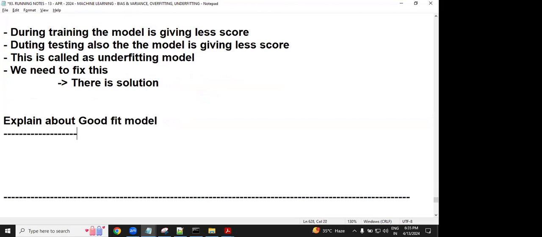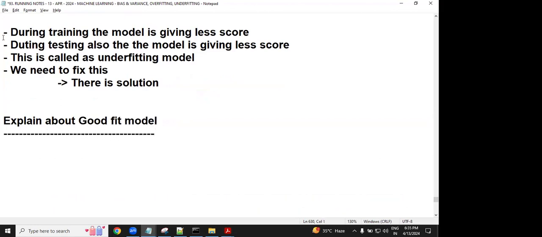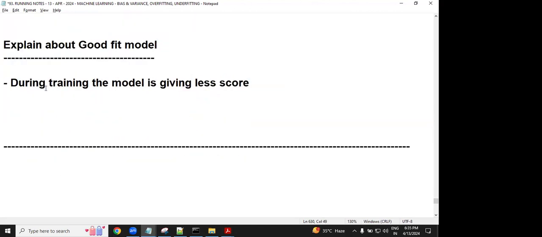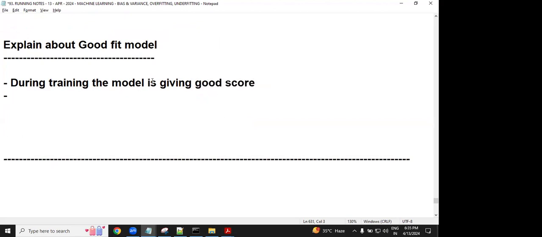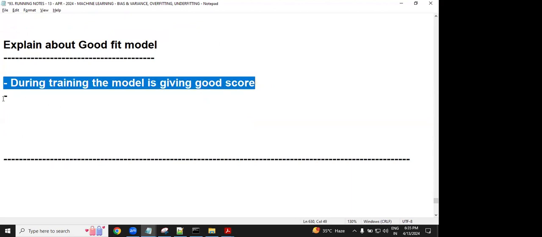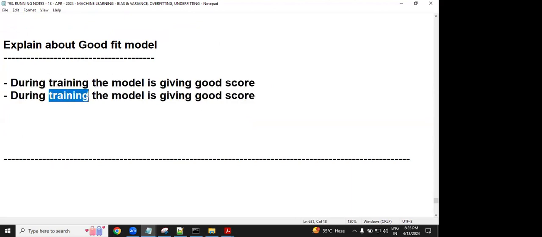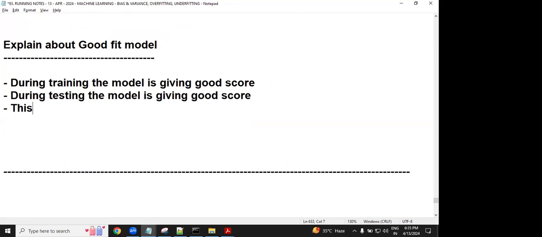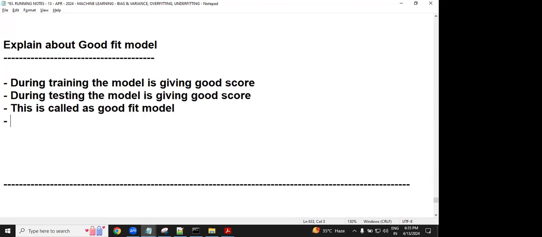Explain about the good fit model. It's very simple. During training, the model is giving a good score. During testing also, the model is giving a good score. This is called a good fit model. Do we need to fix this? No fix is needed, because the model is really good.